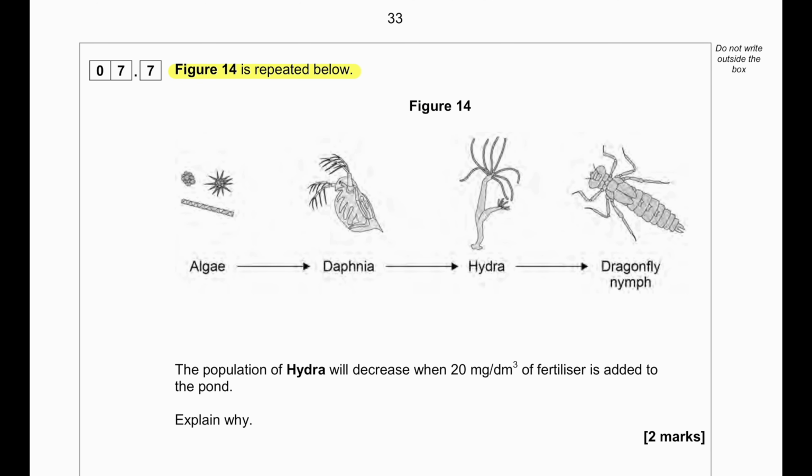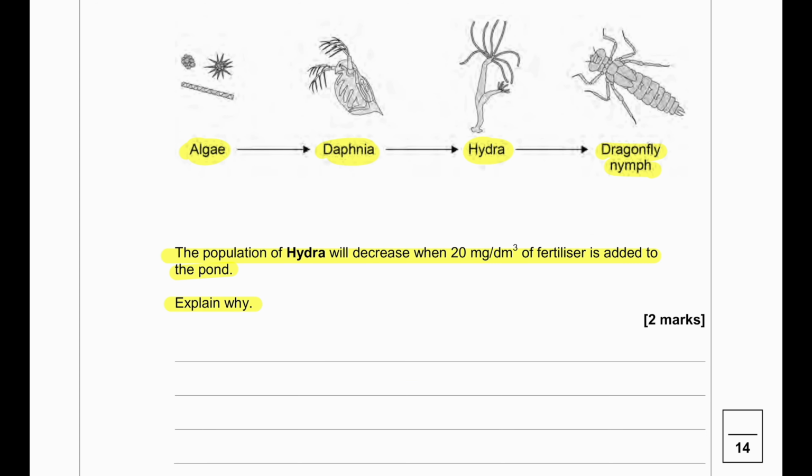Figure 14 is repeated below. So algae to Daphnia to Hydra to dragonfly nymph. The population of hydra will decrease when 20 milligram per dm cube of fertilizer is added to the pond. Explain why. This question can prove to be a little bit tricky for students.